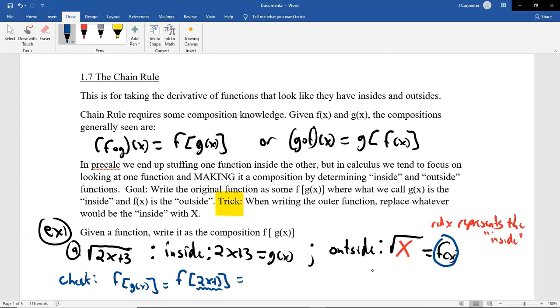So this would be the square root of, here's the square root from the outer function, from the f, and then instead of the red x, we write the inside of the f, 2x plus 3, which is exactly the original function.